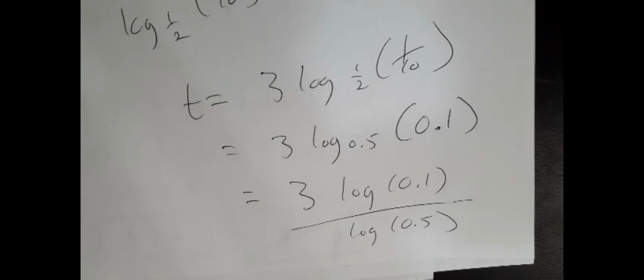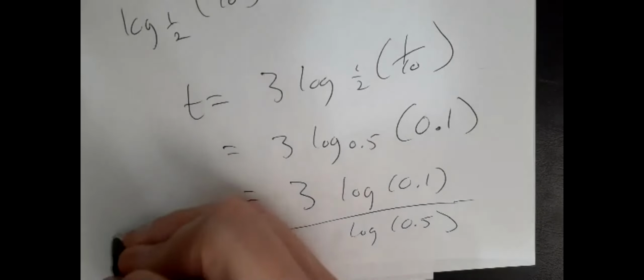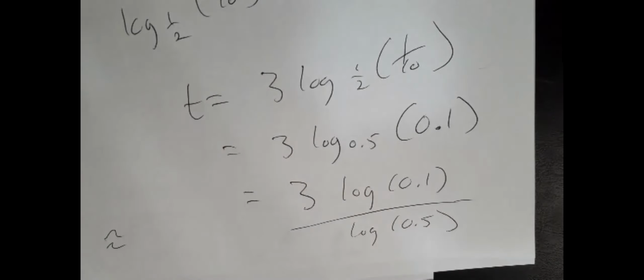And if someone asked you this question, like, how long is it going to take this post to reach 10% engagement? And you told them 3 times log 0.1 over 0.5, they're probably going to look at you like you're kind of funny. So for problems like this, we probably want to round.